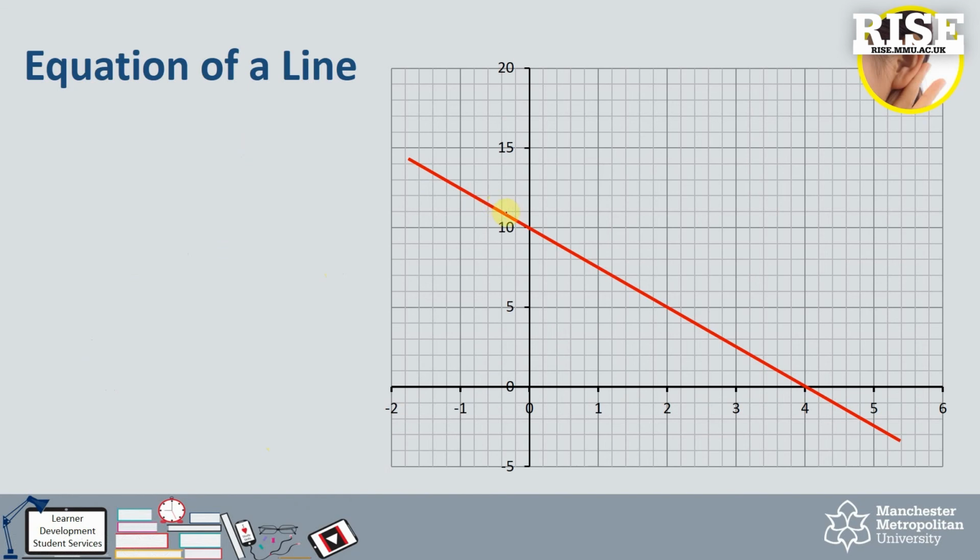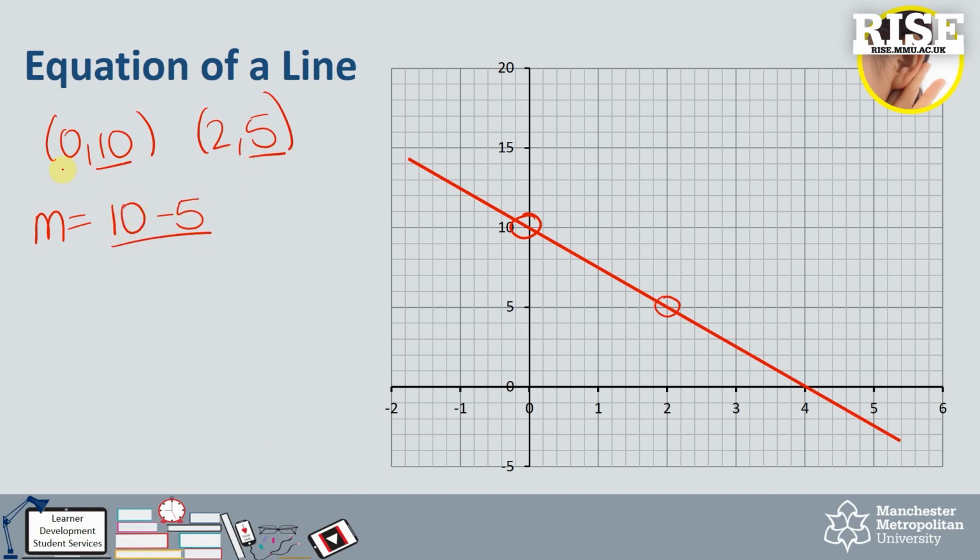Pick up 2 coordinates that it goes through. So it goes through 0, 10 and 2, 5, I can see. Okay then, my gradient is the change in y, 10 take away 5, and the change in x, 0 take away 2.